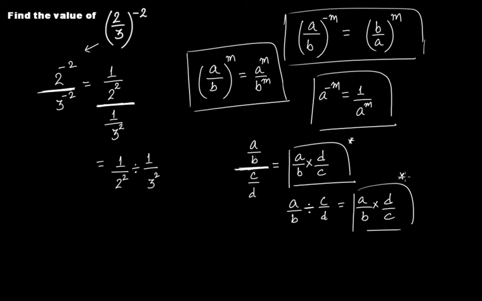Finally, it has to be written in this form. So it is 1 by 2 raised to the power of 2 multiplied by 3 raised to the power of 2 by 1. Invert and multiply. So this becomes 3 raised to the power of 2 by 2 raised to the power of 2. This is 9 by 4. This is your answer.